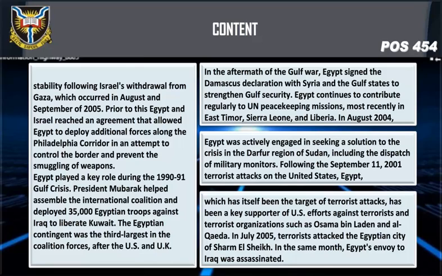In August 2004, Egypt was actively engaged in seeking a solution to the crisis in the Darfur region of Sudan, including the dispatch of military monitors. Following the September 11, 2001 terrorist attacks on the United States, Egypt, which has itself been the target of terrorist attacks, has been a key supporter of US efforts against terrorists and terrorist organizations such as Osama bin Laden and Al-Qaeda. In July 2005, terrorists attacked the Egyptian city of Sharm el-Sheikh. In the same month, Egypt's envoy to Iraq was assassinated.